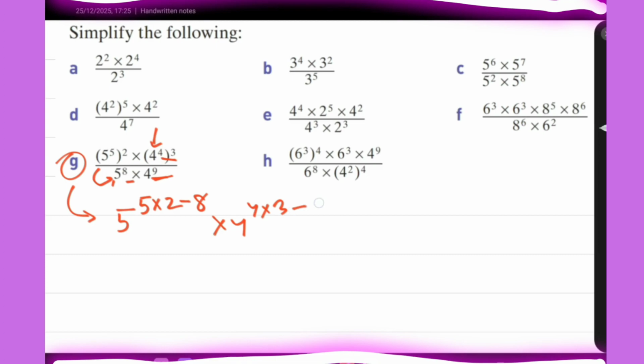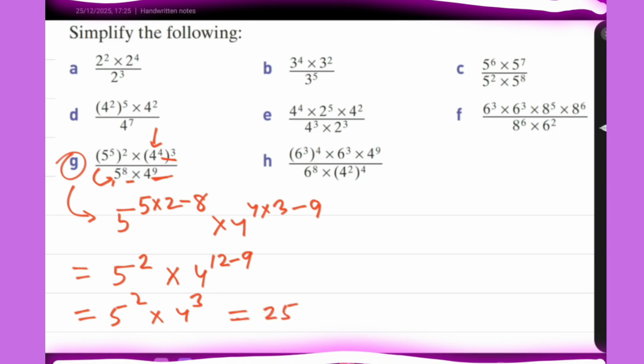Now we have 4 raised to the power 4 into 3 is 12 minus 9. So we have 5 raised to the power 10 minus 8, that is 2, and 4 raised to the power 4 into 3, 12 minus 9, that will be 3. Now look at this. What is the magic here? If it is 5 raised to the power 2 multiplied by 4 raised to the power 3, don't multiply 4 into 4. Just do 25 into 4. Why? Because that is going to be 100. And 4 into 4, isn't it easier to multiply 16? So our final answer will be 1600.